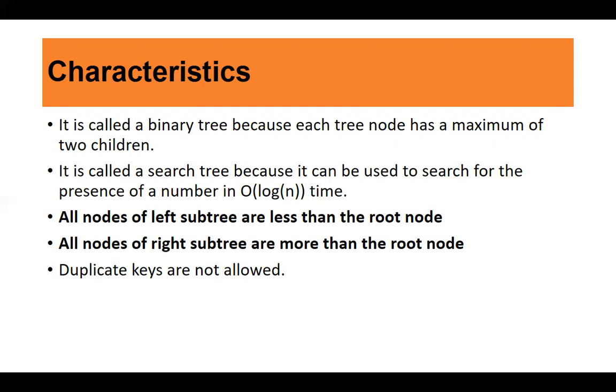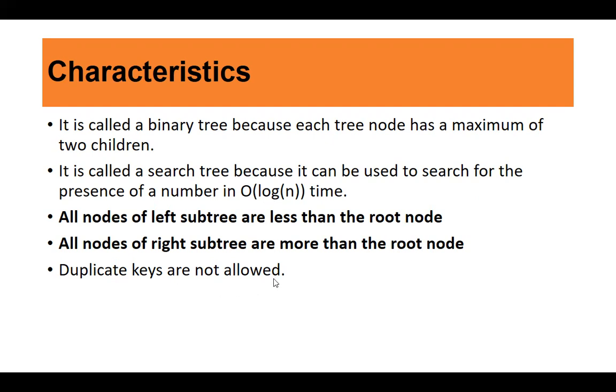Now, the two important properties of binary search trees are: all nodes of the left subtree are less than the root node, and all nodes of the right subtree are more than the root node. That means if you have the root as 50 and you want to add key 20, it will be compared with the root, it is less, so it will be on the left side. If you're adding 200, it is greater than the root, so it will be on the right side. In binary trees duplicate keys are allowed, but in a binary search tree, as it is a search tree, duplicate keys are not allowed. Is it clear? So these are the characteristics.